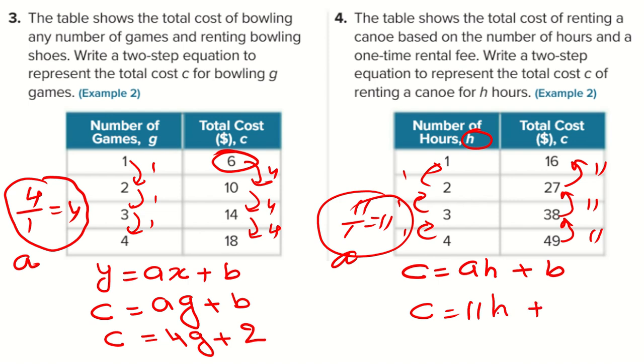Now, take the value of H as 1. So, 11 times 1, 11, but the first number is 16. So, 5 is less, so make 5 here.